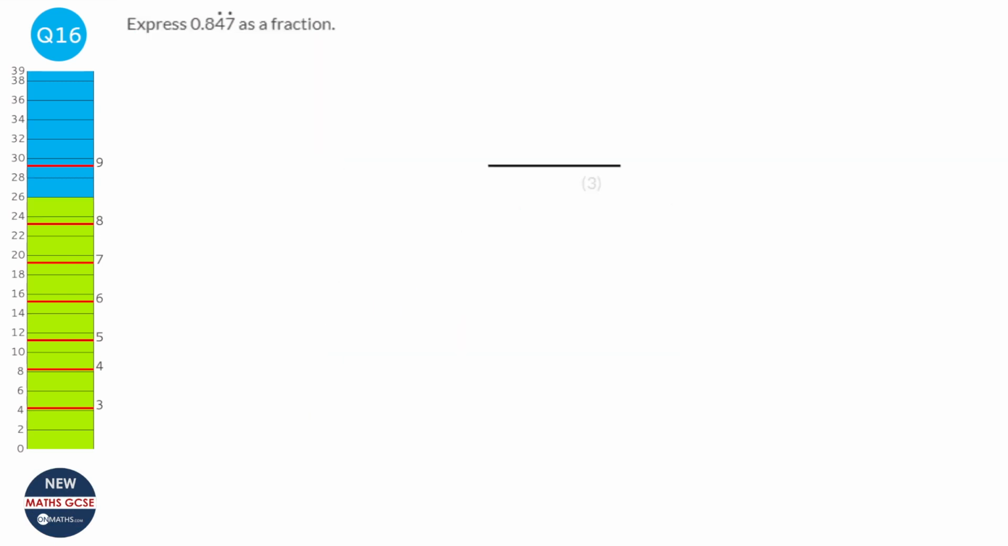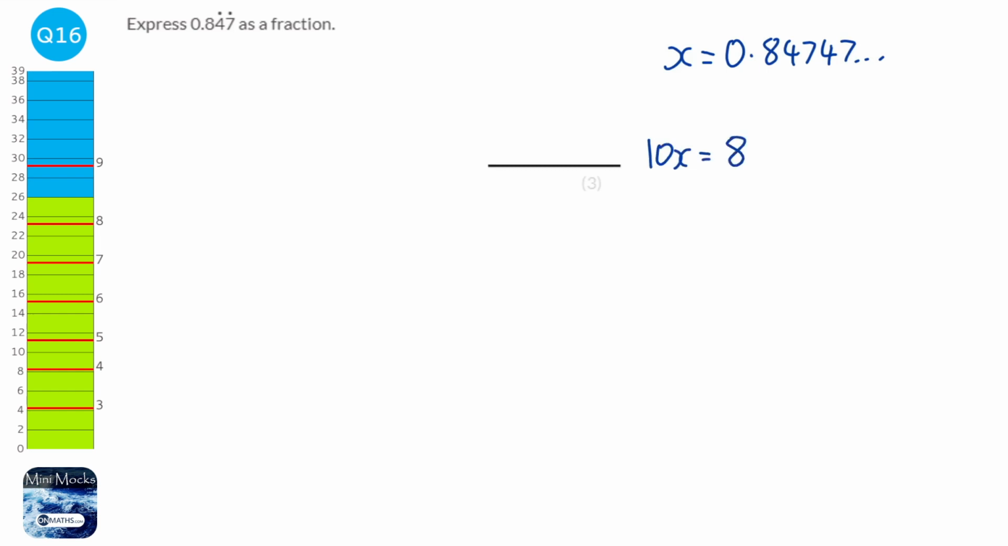I'm going to start by getting x equal to the 0.847 recurring. And I'm just going to show that with 3 dots. And we want to bring forward everything that's not part of the recurring pattern. So what I'm going to do is find out what 10x is. And that's going to be 8.4747. So I've just got the recurring pattern after the decimal point. And what I want to do now is bring forward one of the occurrences of the recurring pattern, so the 4 and the 7, just one of them.